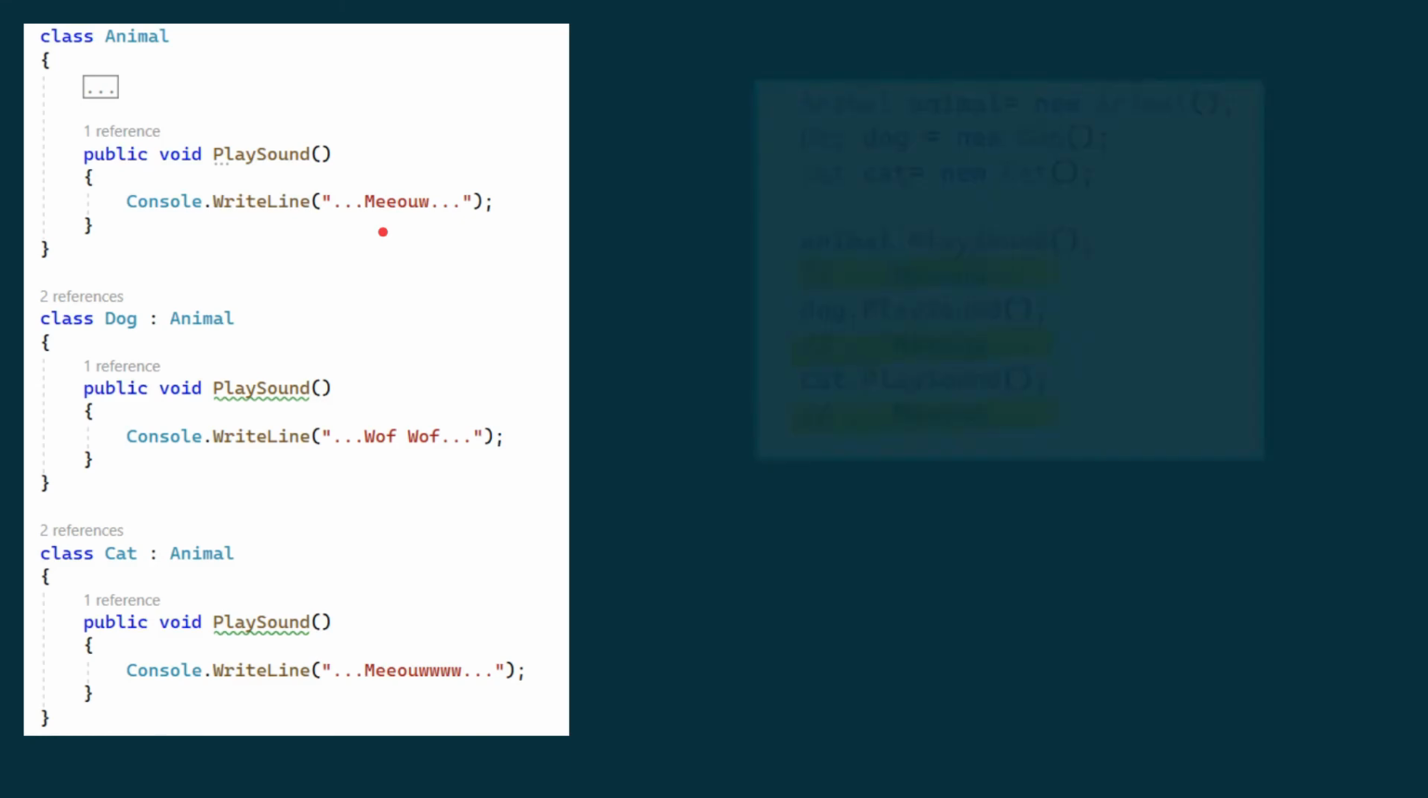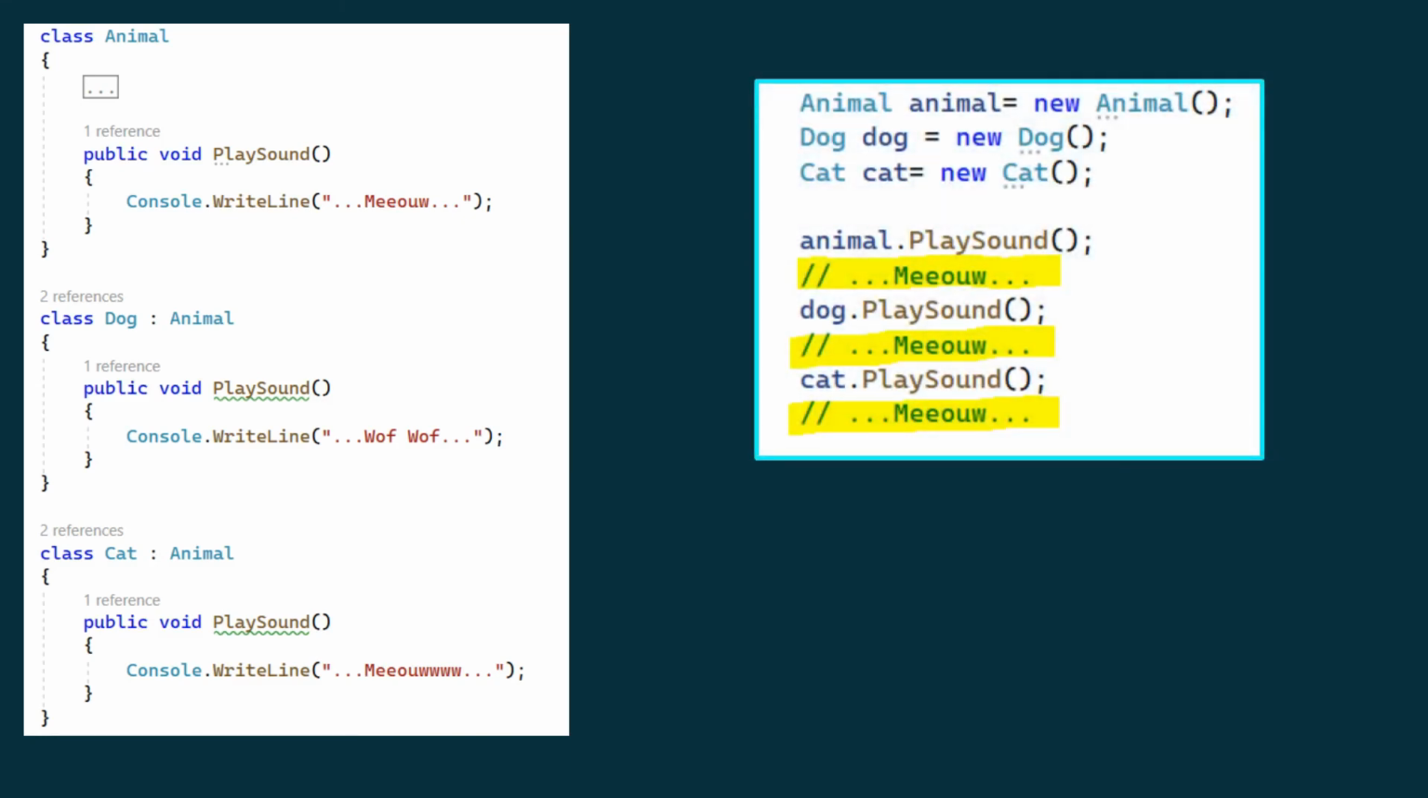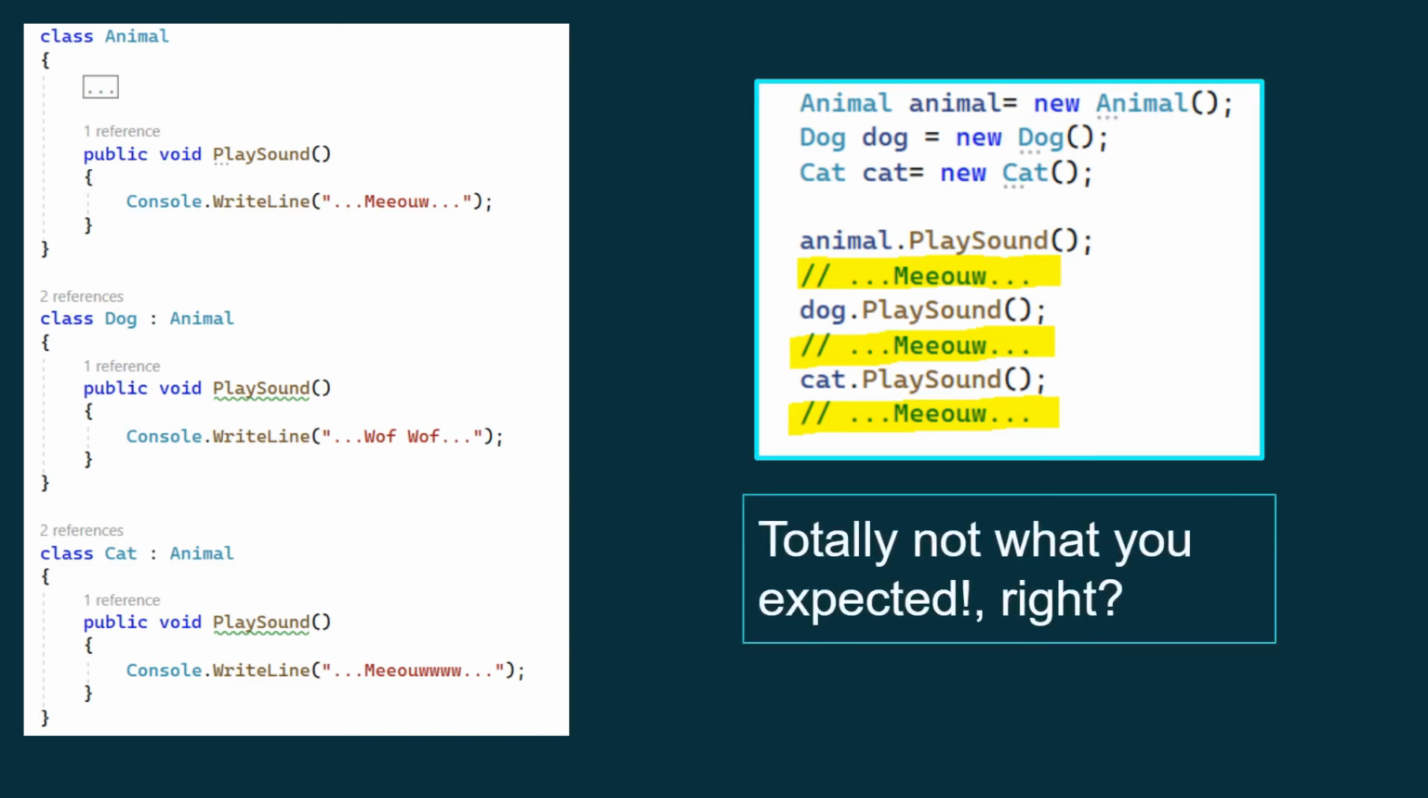Ready? So let us see. We got the same thing for all three, even though we tried to change it, because a dog will never meow. So we tried to change it, but it did not work. All the methods you inherit from the base class have the first priority. So polymorphism is a way to override this behavior. Totally not what you expected, right?